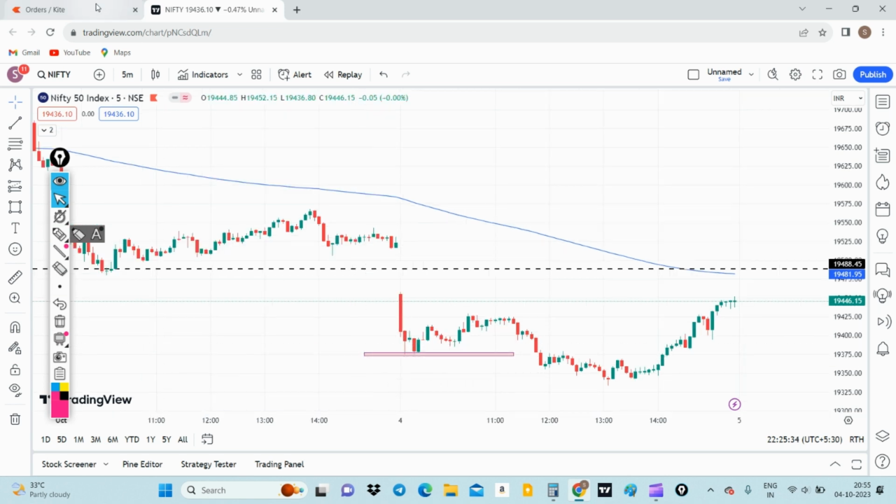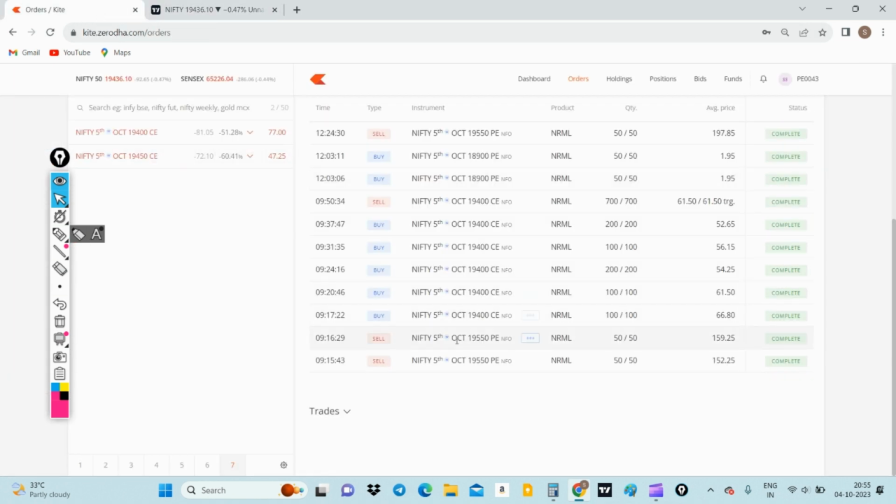So initially early morning, I waited for this candle to settle, and then I started making an entry in the 19,400 call. The first two lots that I sold were puts early morning at 9:16 and 9:15. This however is in a different trade. If you come to the option buying trade, in the 19,400, first of all I bought at 9:17. I bought two lots, and again at 9:20 I bought another two lots, around 61 and 66 rupees.